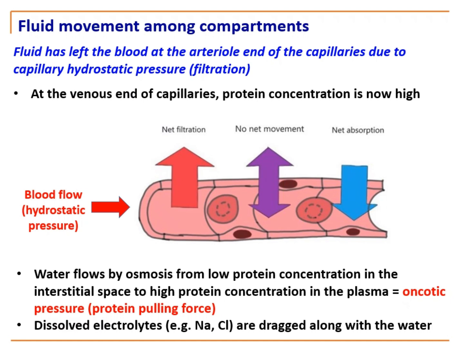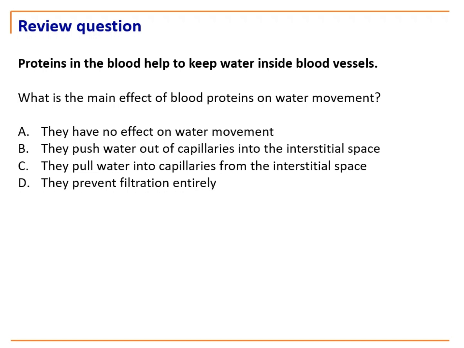So in other words, blood comes to the capillaries, fluid passes into the tissues to deliver nutrients to the cells, and then the fluid comes back at the venous end of the capillaries to maintain our blood volume. Okay, so our next question. Press pause.